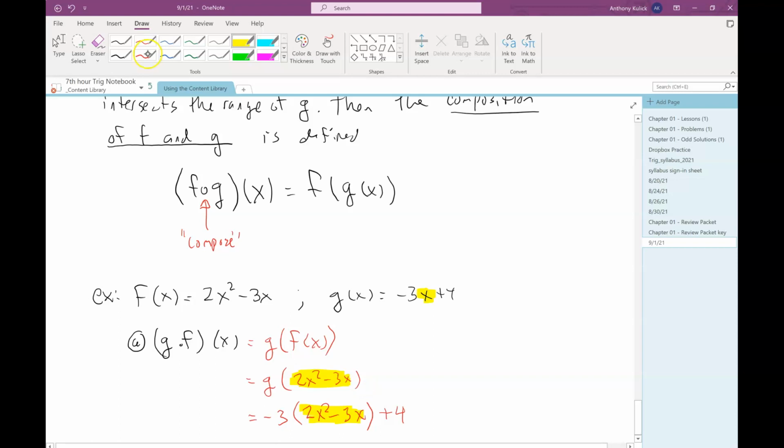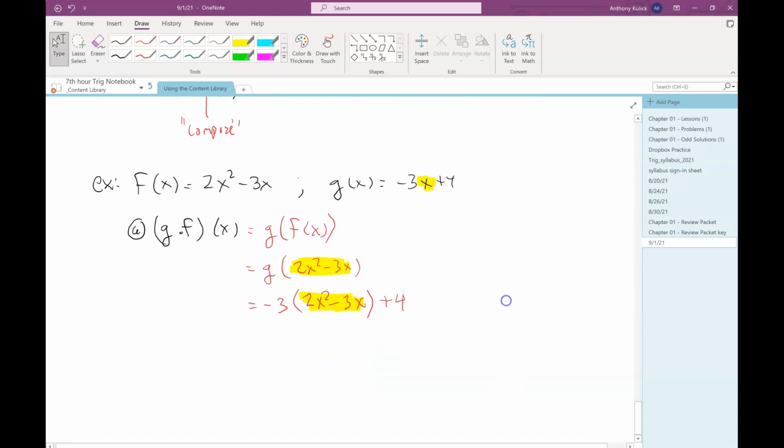So at this point, the composition is done, but there's still some simplifying to do. What would I need to do to simplify this expression? Distribute that negative 3 through. So when I do that, I have negative 6x squared plus 9x plus 4. None of those are like terms, so this is as far as we can go.